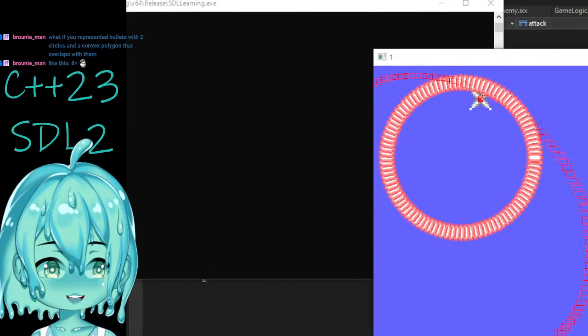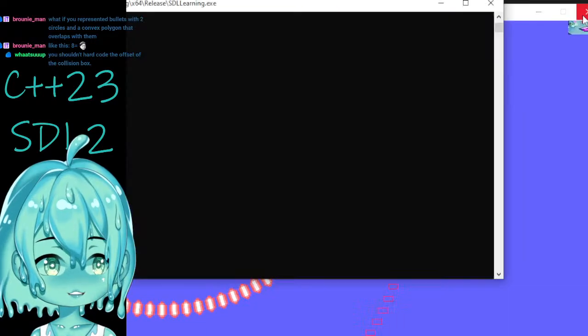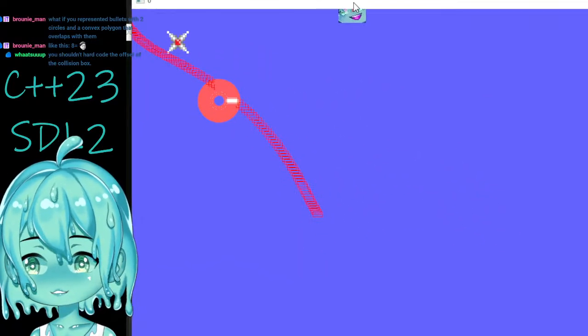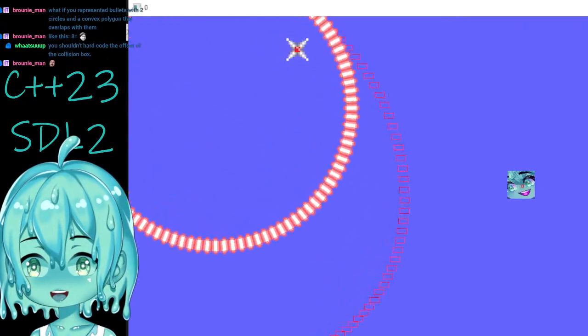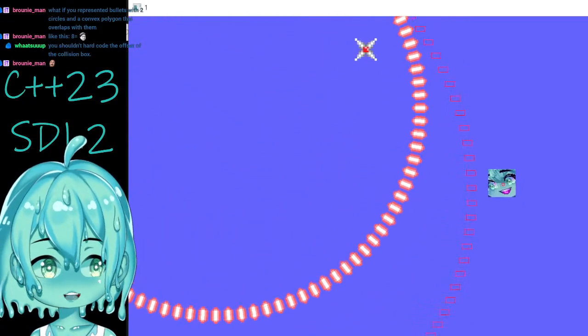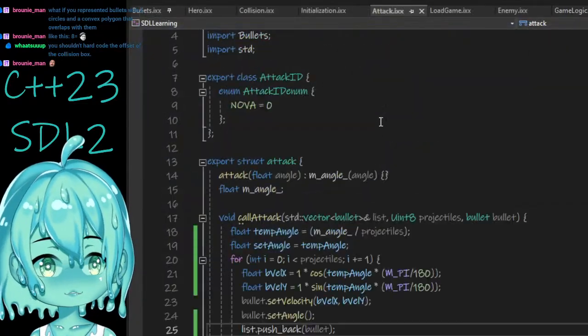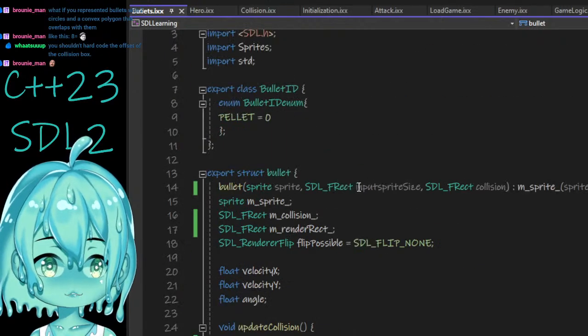Oh my God, what did I do? That is the coolest shit. Chat, hold on, I'm gonna show you something. Look at this. Look at these hitboxes. I don't know how I did that, but it's cool. Okay, so that shouldn't work. Where's my bullet? There we go.